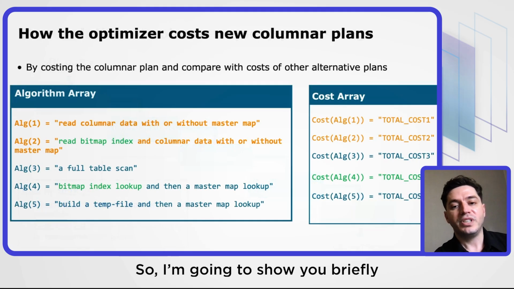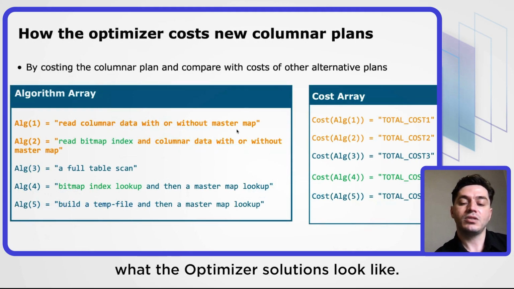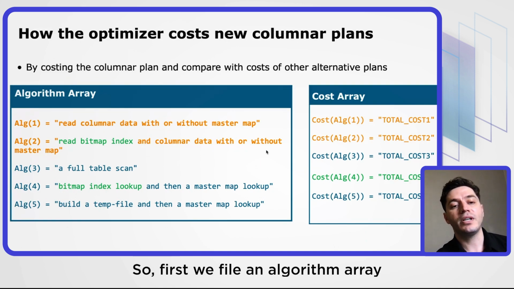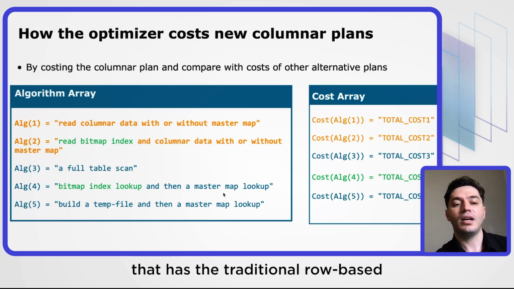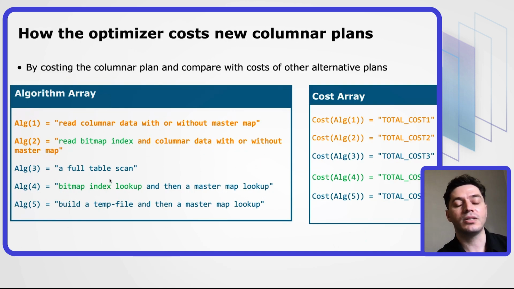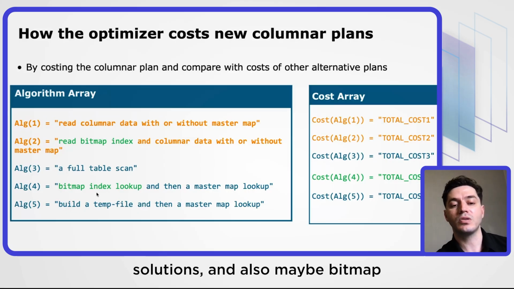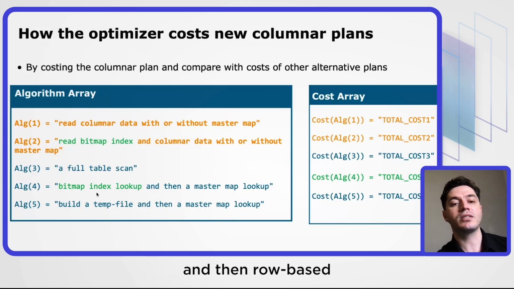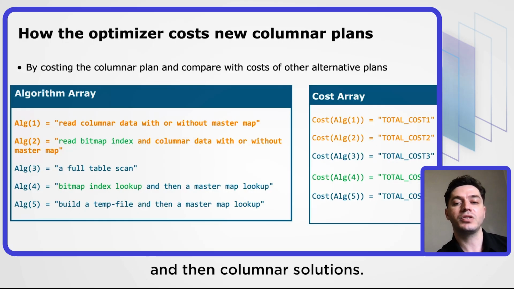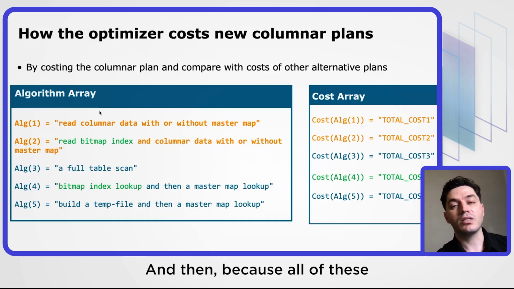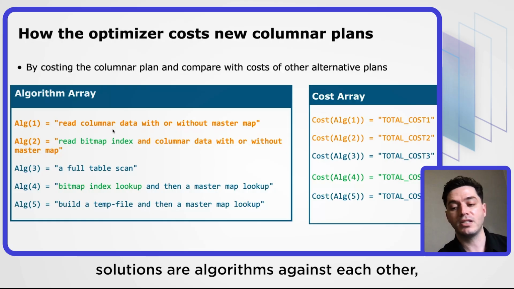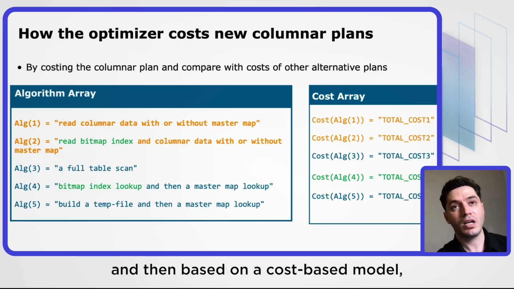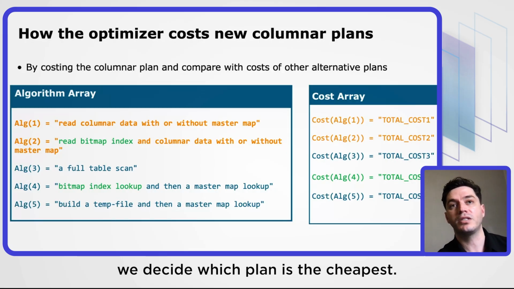I'm going to show you briefly what the optimizer solutions look like. First we file an algorithm array that has the traditional row-based solutions, and also maybe bitmap, and then columnar solutions. And then we cast all these solutions or algorithms against each other. Based on a cost-based model, we decide which plan is the cheapest.